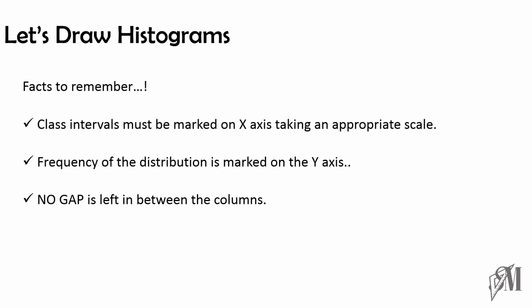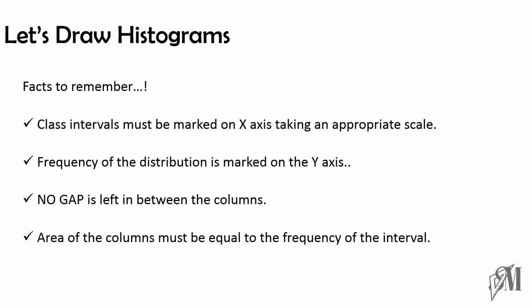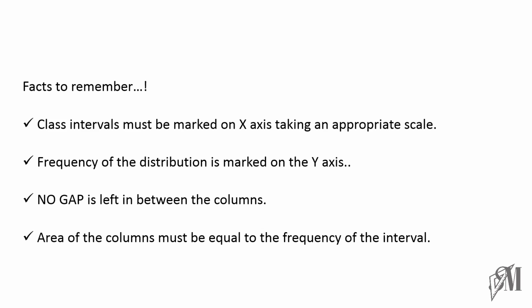And the next important thing is that the area of the column is always equal to the frequency of the interval. So that is a very important property of a histogram. The area of the column must be equal to the frequency of that particular class interval. Now let us see how to draw a histogram by looking into an example.